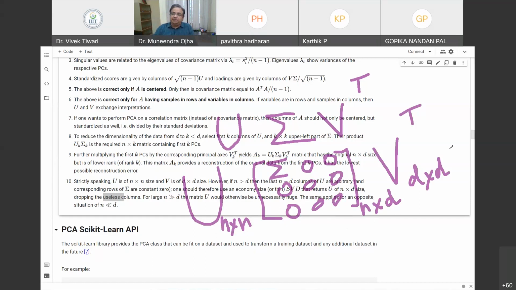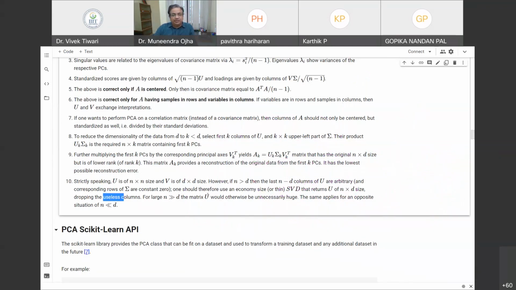And if this D reduces to K, I will have K by K, and K is definitely smaller than D. Row by column: the number of columns of one should match the number of rows of the other. So I should reduce the number of columns in U such that I don't end up with useless columns which are not at all required, unnecessarily putting so many zeros. You take only those columns of U which are important to us. That is what we are saying here: we use an economy size, thin SVD.